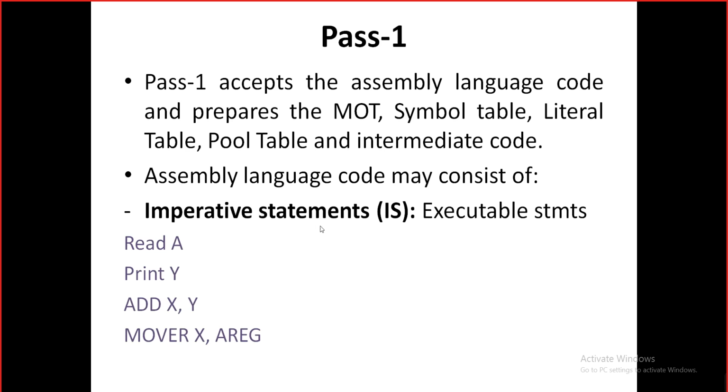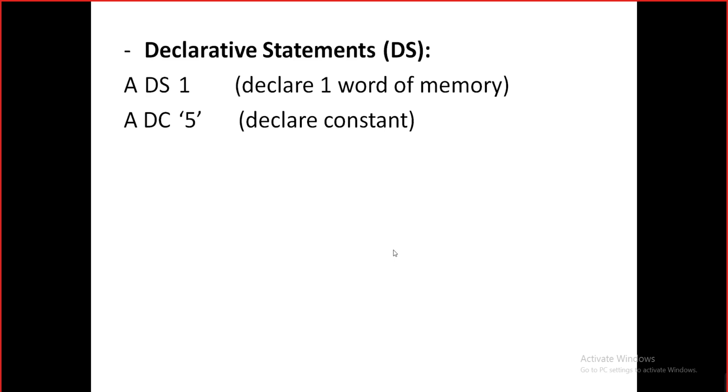First type is imperative statements. These are executable statements like read, print, add, move r, move m. All these are imperative statements, right? So for representation of these imperative statements, we use IS. Okay. Next, declarative statements. Declare space or declare a constant. So these are the two types of declarative statements, DS and DC.